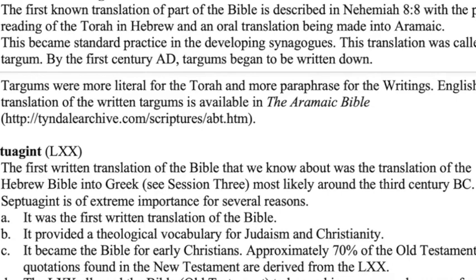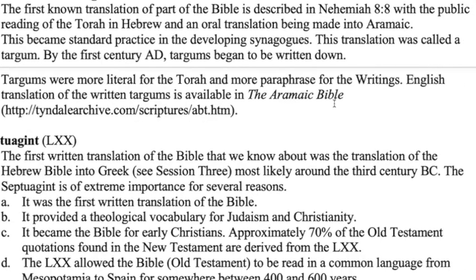And then they continued to translate from Hebrew into Aramaic. And by the first century, the Jews had quite a collection. And this became known as the Targums. They tended to be a little more literal. And so if you want to know what those look like, you can actually look them up free on the internet.